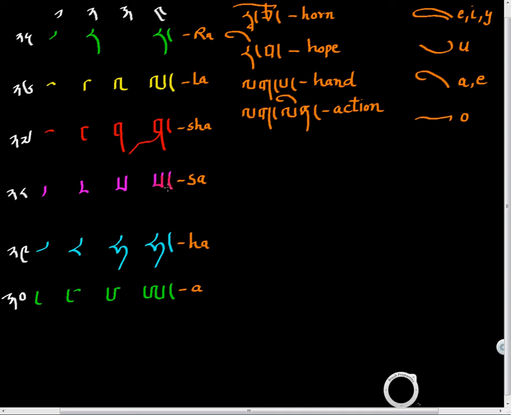And then the next example for sha, sorry. Okay, so we finished ra and la, now the next is sha. So a common example for sha is, okay, I think I need to make this a little bit longer. Sha, wa, shawa. Shawa meaning deer, a herbivorous animal. And then the next example for sha, I think I'm going to write it here so that I'll have more room.